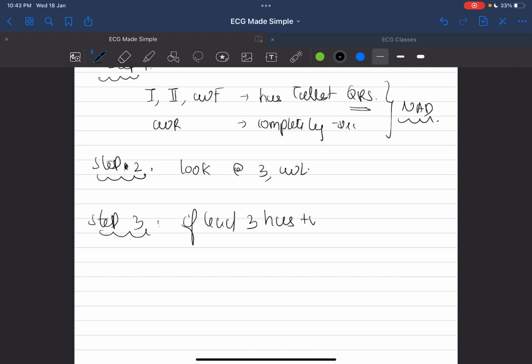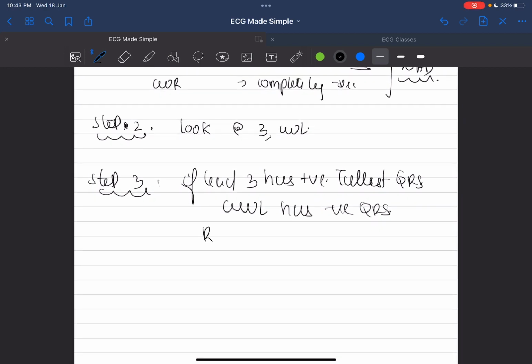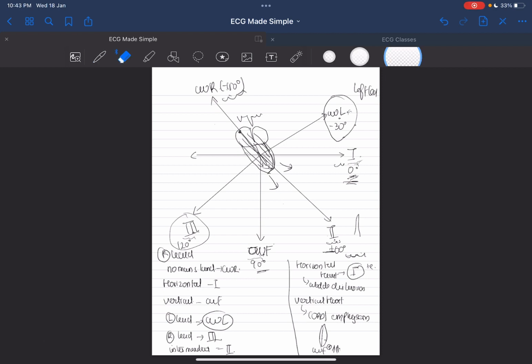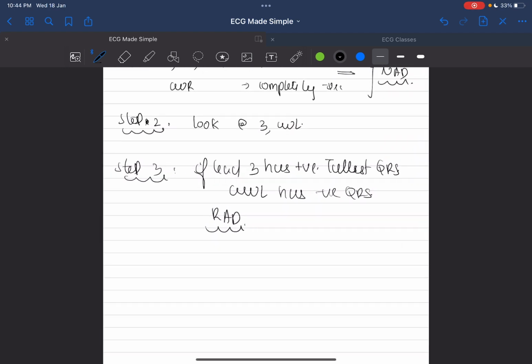has the positive, tallest QRS, and AVL has a negative QRS, then you have to think in terms of right axis deviation. This is because if the wave of depolarization is going towards lead 3, then it should be a right axis deviation. So lead 3 will have the tallest QRS complex and AVL will have a negative QRS.